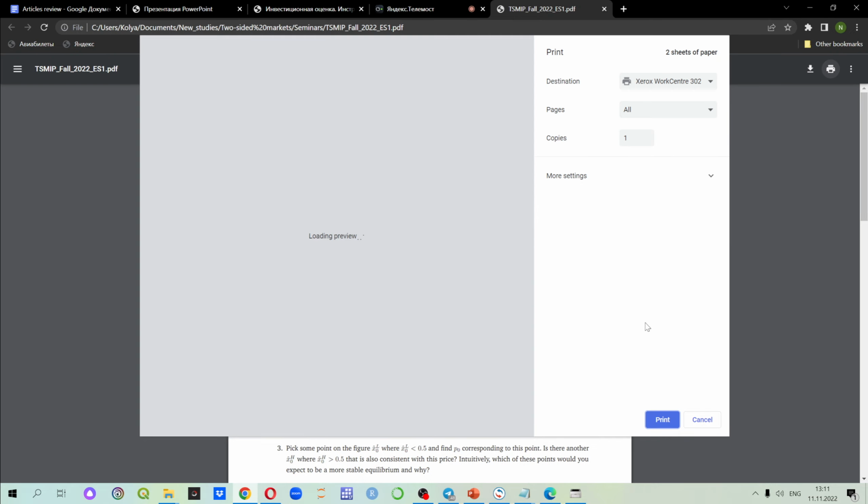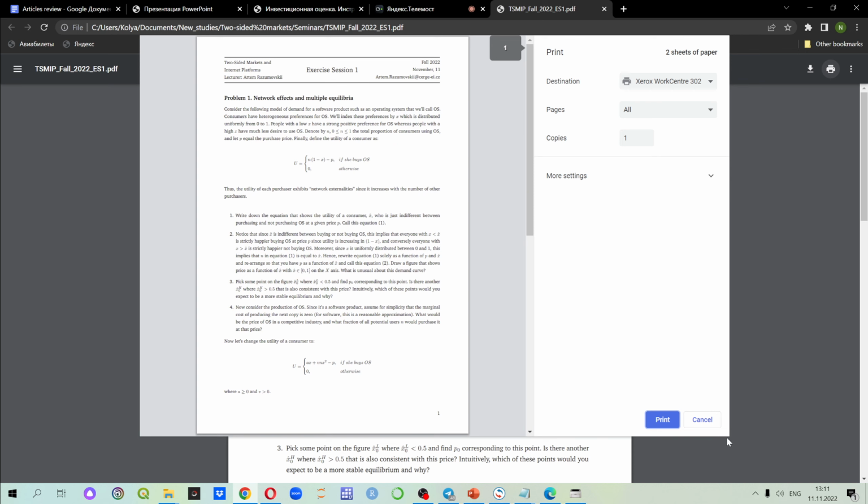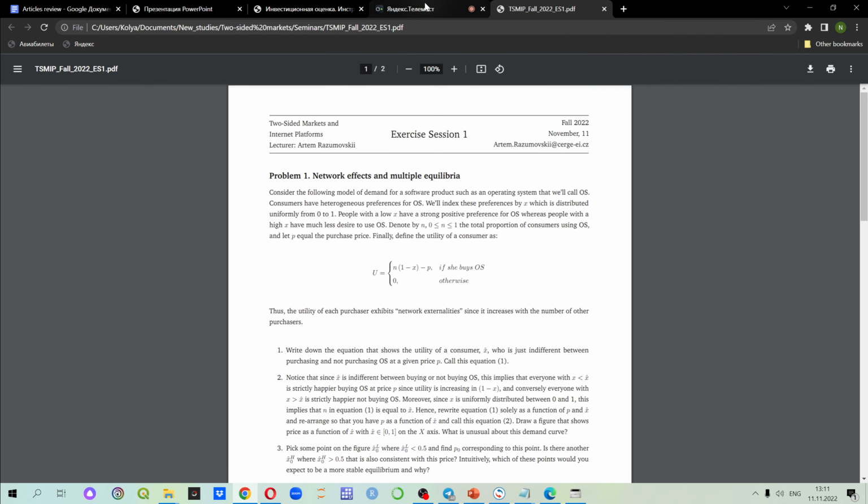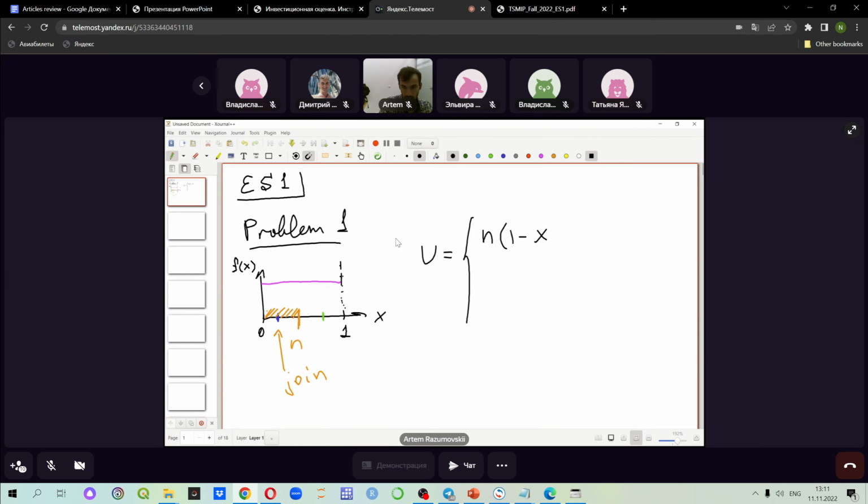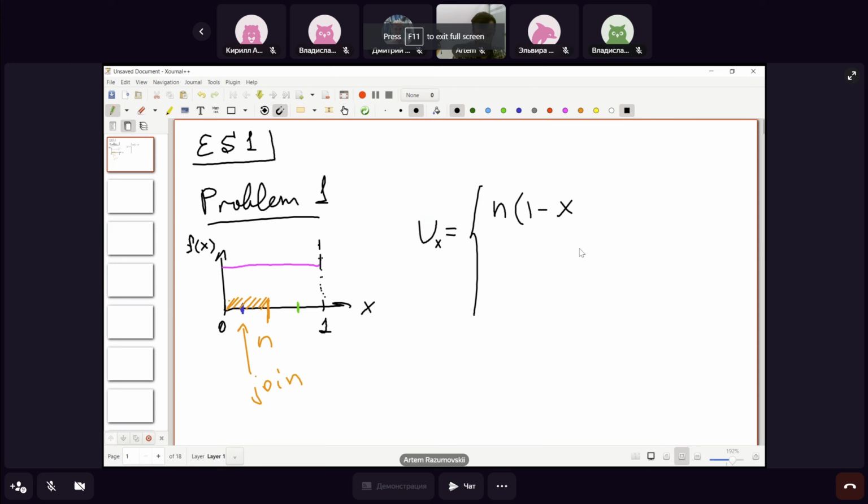So then again, our utility is given. The utility is for some chosen agent who has exact x as a personal parameter. If you join, we get this utility, otherwise zero. So my question to you is, why do we need zero here? Because we can't force the consumer to buy the good.